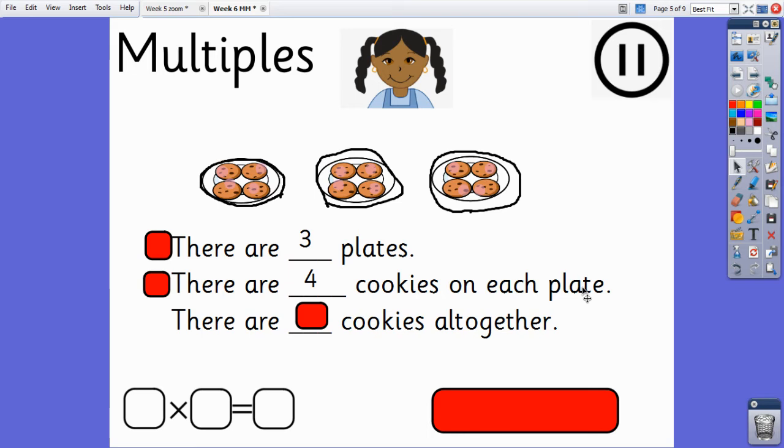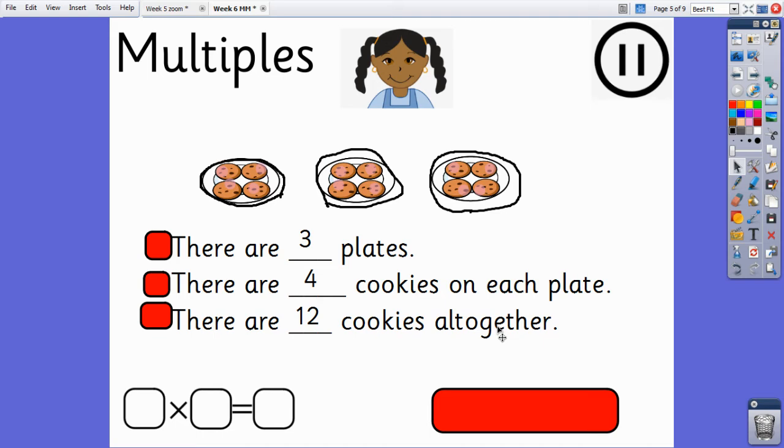Now, I could count how many cookies I have all together in many different ways. I could count in ones. That would take me a while. I could count in twos, but I could also count in how many cookies they are grouped by. I already know there are 4 cookies on each plate, so I could count in 4s to find my answer. 4, 8, 12. There are 12 cookies all together. Give yourself a tick if you got them correct or fix your answer.